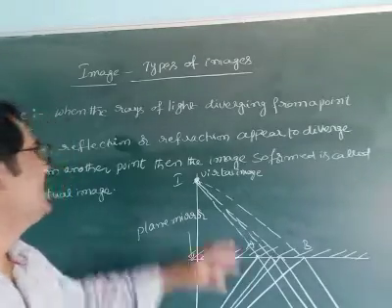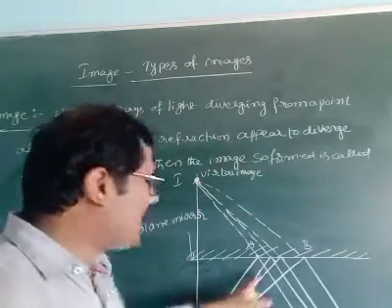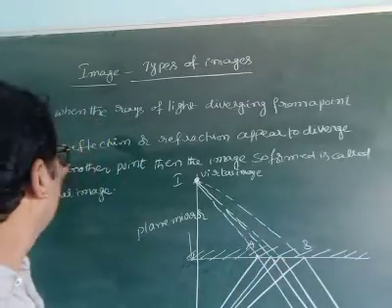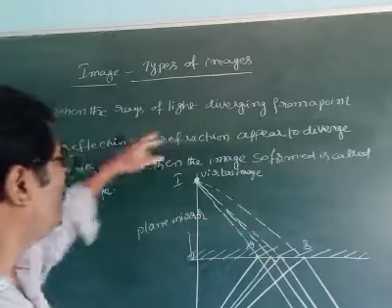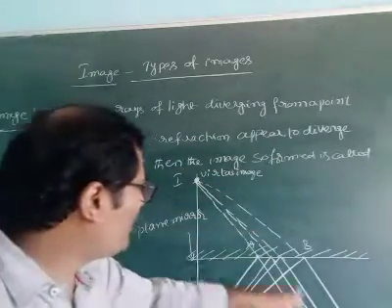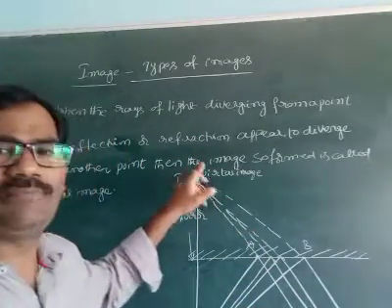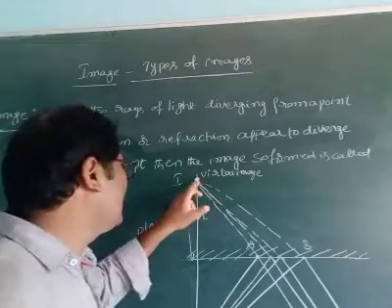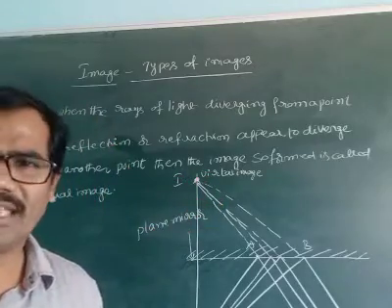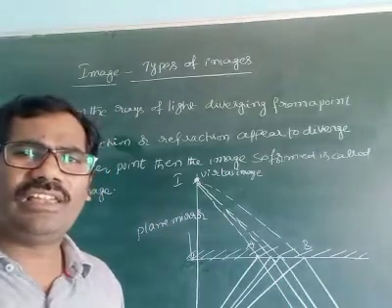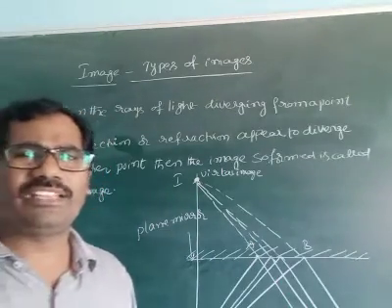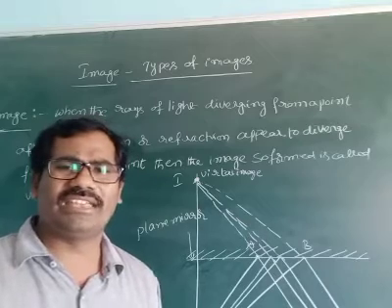Virtual image. When the rays of light diverging from a point, after reflection, appear to diverge from another point, the image forms at the eye. This type of image is known as a virtual image.